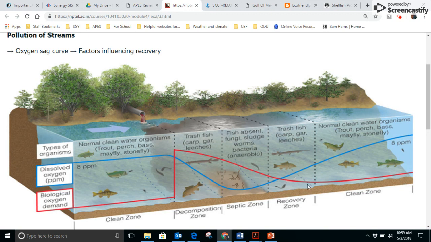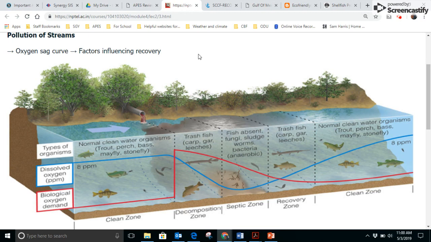In order to have the oxygen rates recover, we really need to see the BOD drop. So in this zone, we have a recovery zone, and we see trash fish, carp, and gar coming back in. They're still low oxygen fish. And then as our oxygen levels are getting back to 8 parts per million, we're starting to see the mayflies. We're starting to see the trout, the perch, the bass, the stuff that we want to see. So that really explains, hopefully, to your benefit, the oxygen sag curve that's usually associated with riverways.